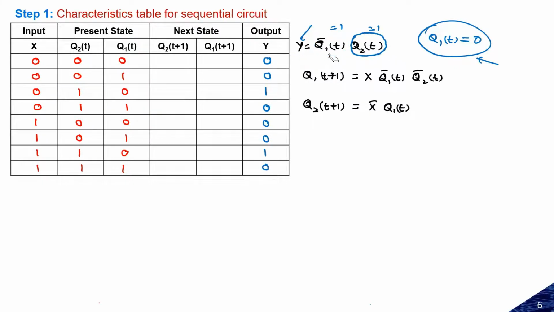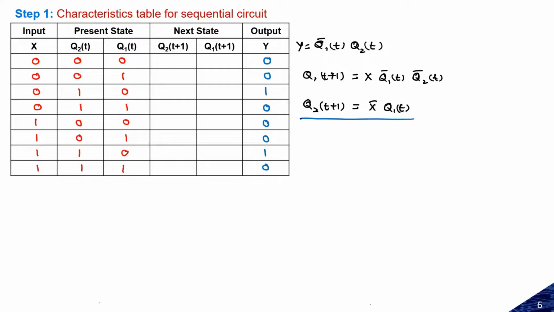Similarly, you can also prepare the table for Q2(t+1) and Q1(t+1). Let's start with Q2(t+1). Just like before, to make Q2 equal to 1, Q1 should be 1 and X should be 0. So let us try to see where X is 0.